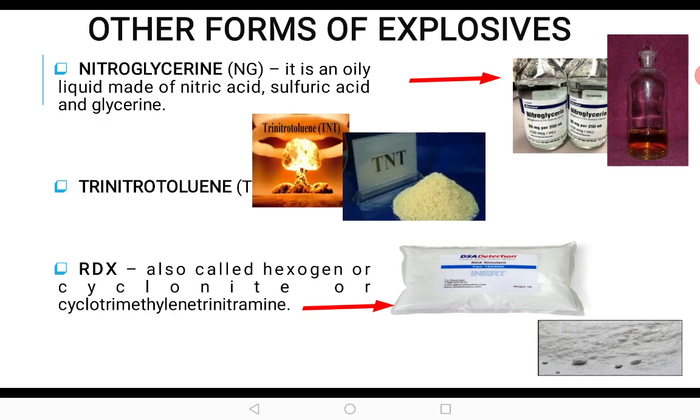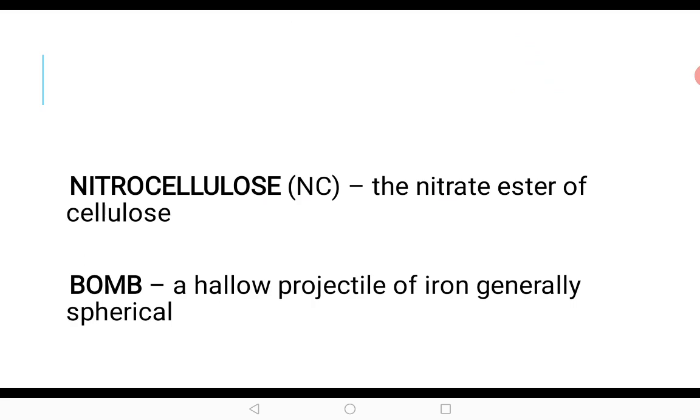Another is the RDX, or the Royal Demolition Explosive. It is also called hexogen or cyclonite or cyclotrimethylene trinitramine. It is the most important military explosive used today, the RDX. Another, we have nitrocellulose, or the cellulose nitrate, or the nitrocotton. It is the nitrate ester of cellulose. It serves as the main ingredient of many smokeless powders, itong si nitrocellulose.